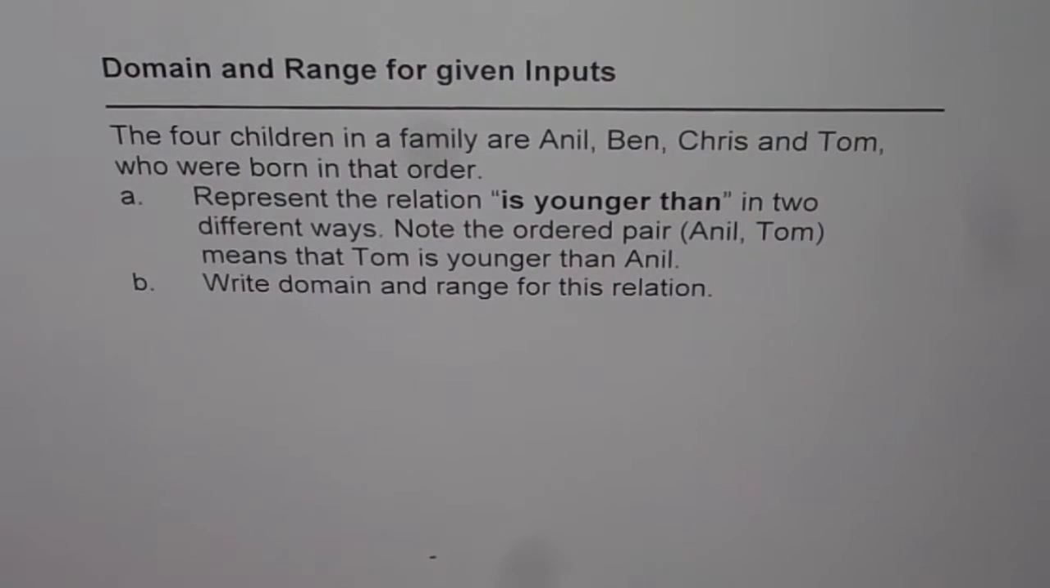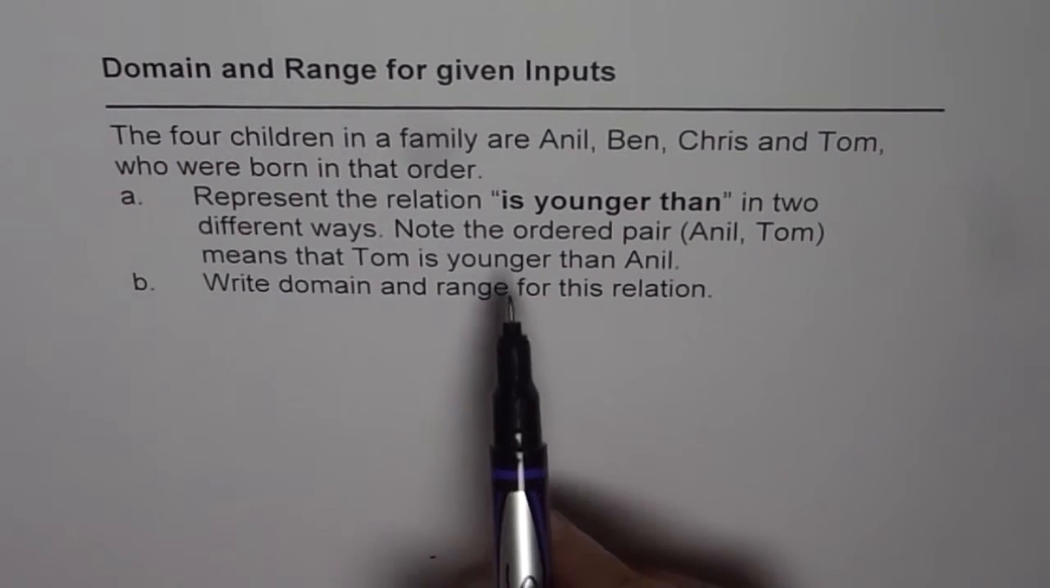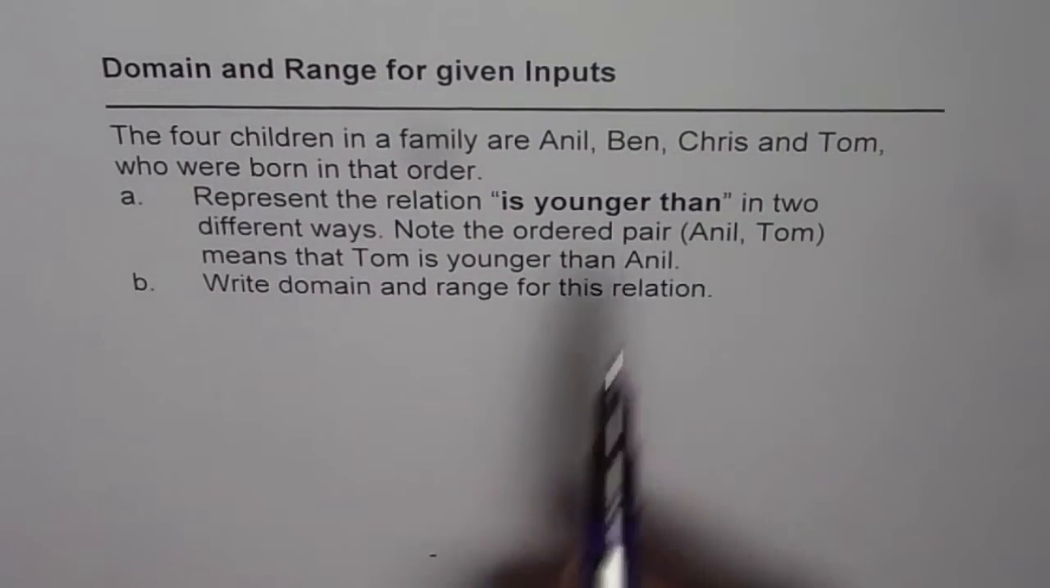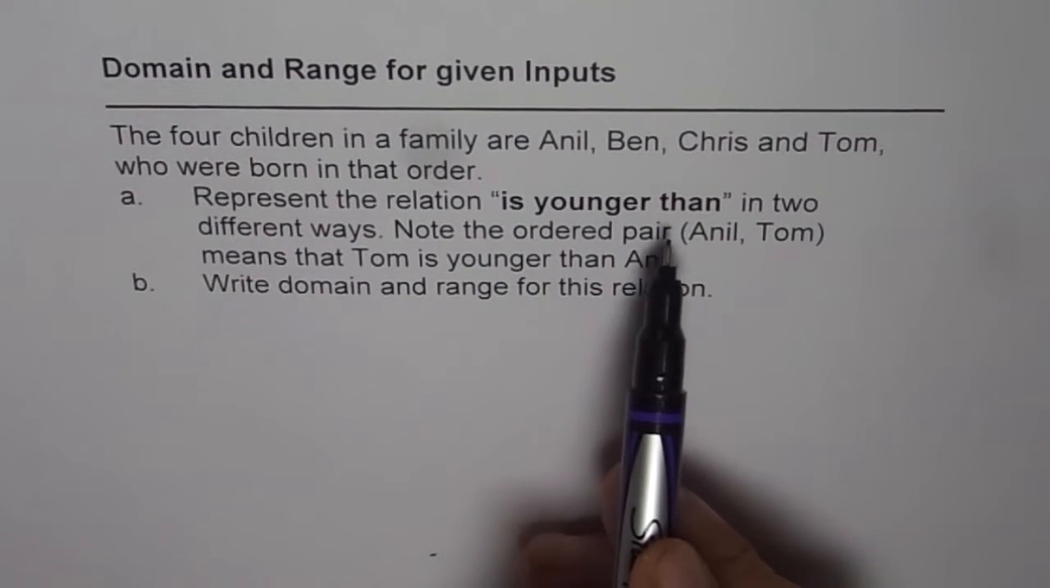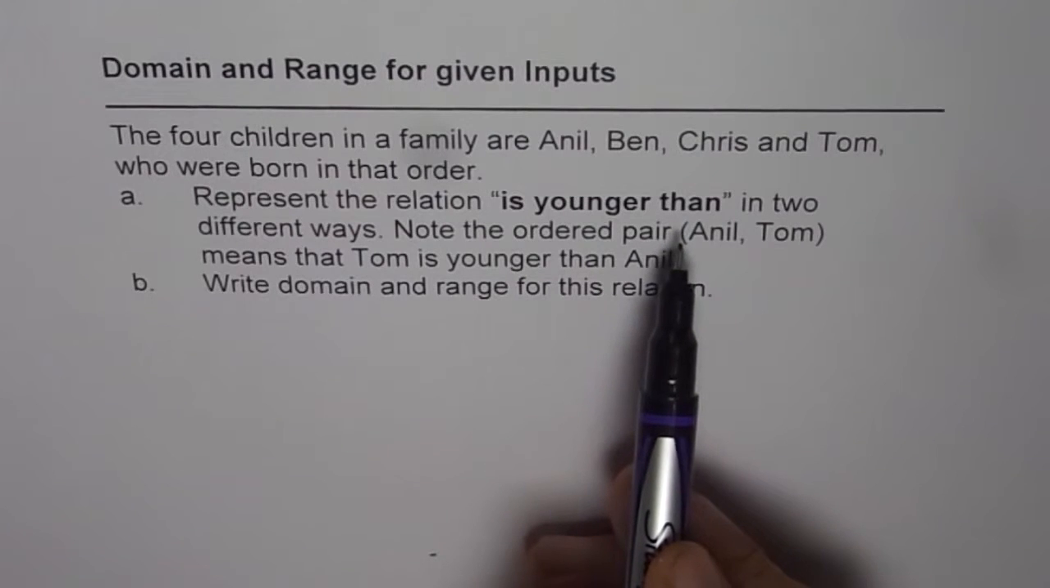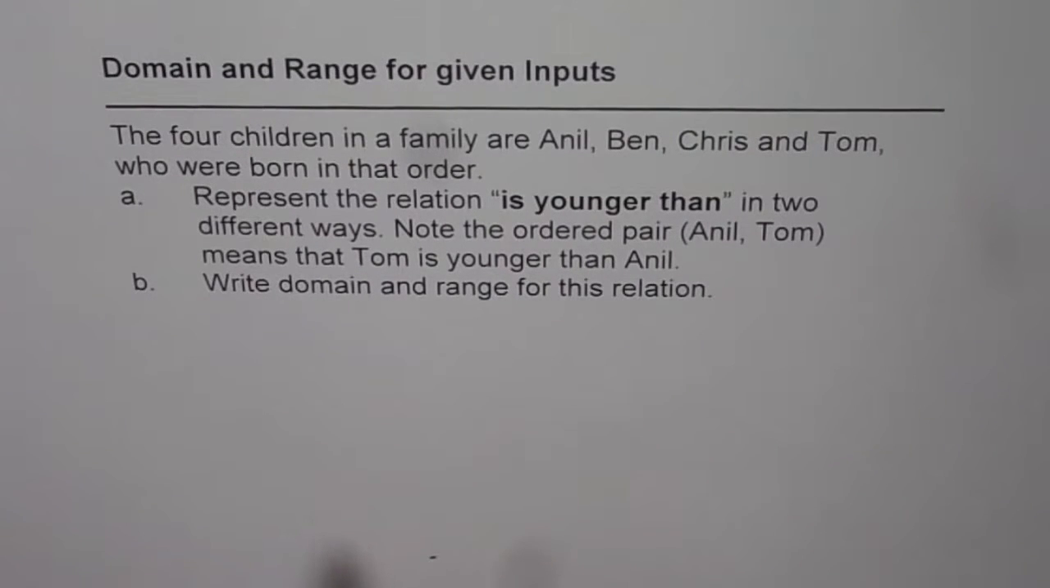And part B is write domain and range for this relation. This is a very interesting example. I'd like you to pause the video, answer the question, and then look into my suggestion. Now, when the relation is given in words, as is given here, it is "younger than". In that case, the part of range is who is younger than. That gives you a hint of how to write this relation.